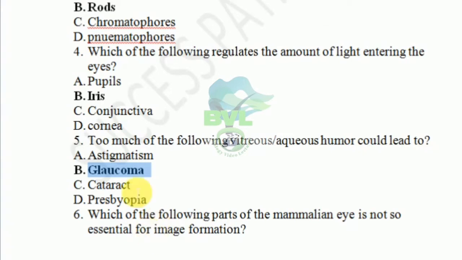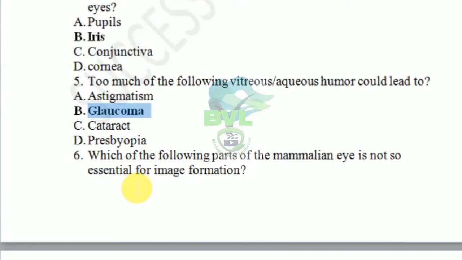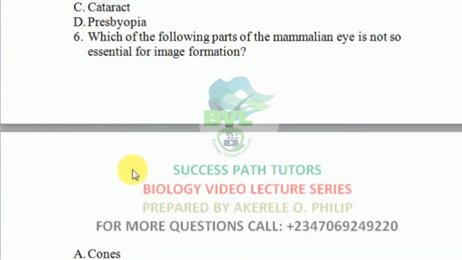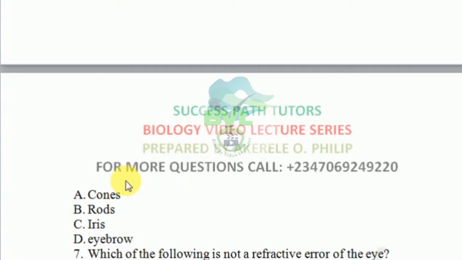Which of the following parts of the mammalian eye is not essential for image formation? Alright, we need all of these except for eyebrow. We don't so much need eyebrow to form an image.